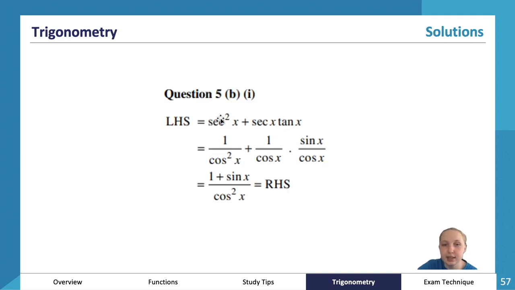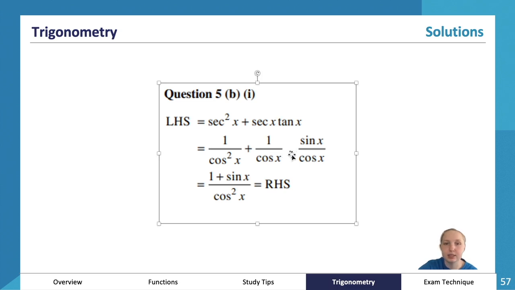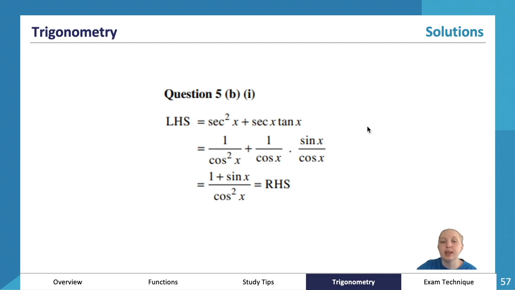Then sec squared x is the same thing as writing 1 on cos squared x, because that sec squared x is just the reciprocal of the cos. Then we can write sec x as 1 on cos x, and then multiplied by tan x, where this dot represents a multiplication, and then tan x is just sin x on cos x.